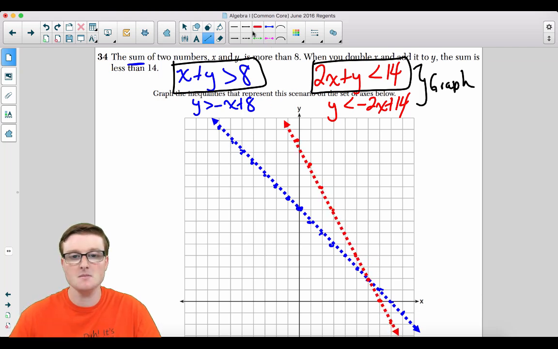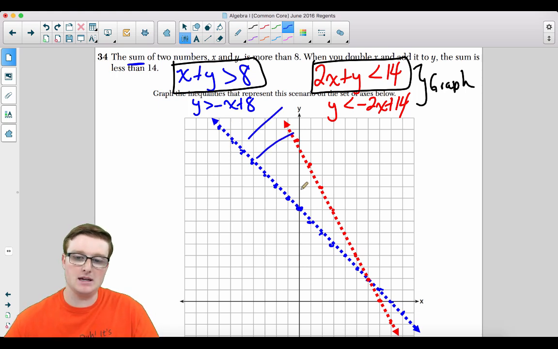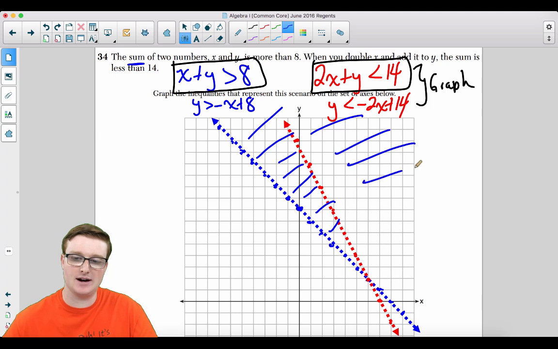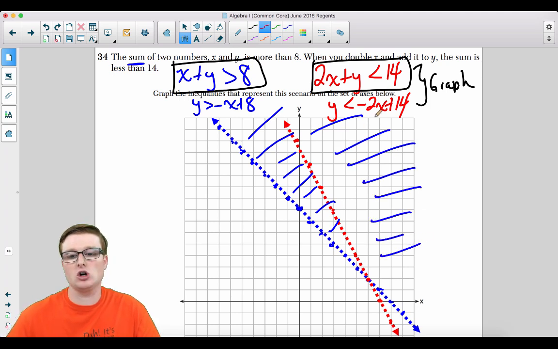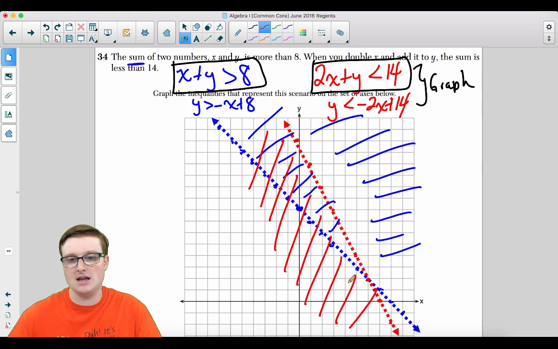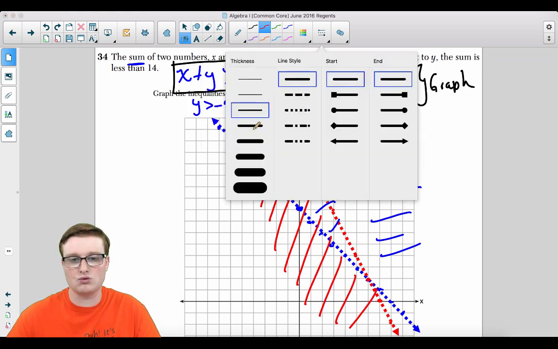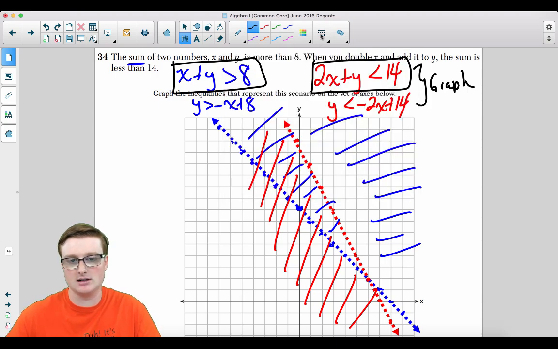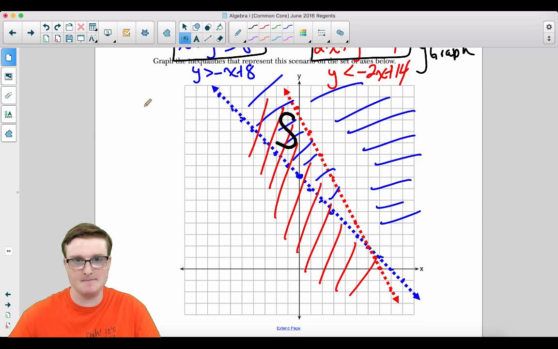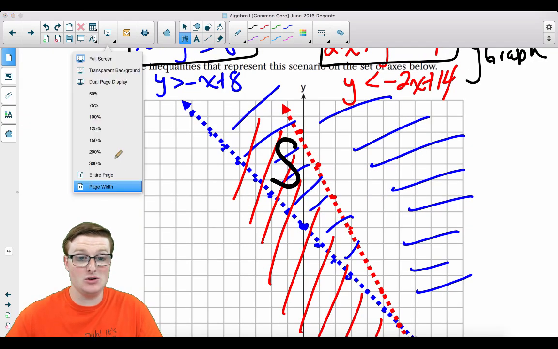So now we need to talk about the shading for a second. The blue is shaded above because it is greater than. So it is definitely shaded above in this direction. The red function is less than, so it is shading downward this way. So your solution set is right here, right where they overlap. So that's the solution set, and that's how you graph it.